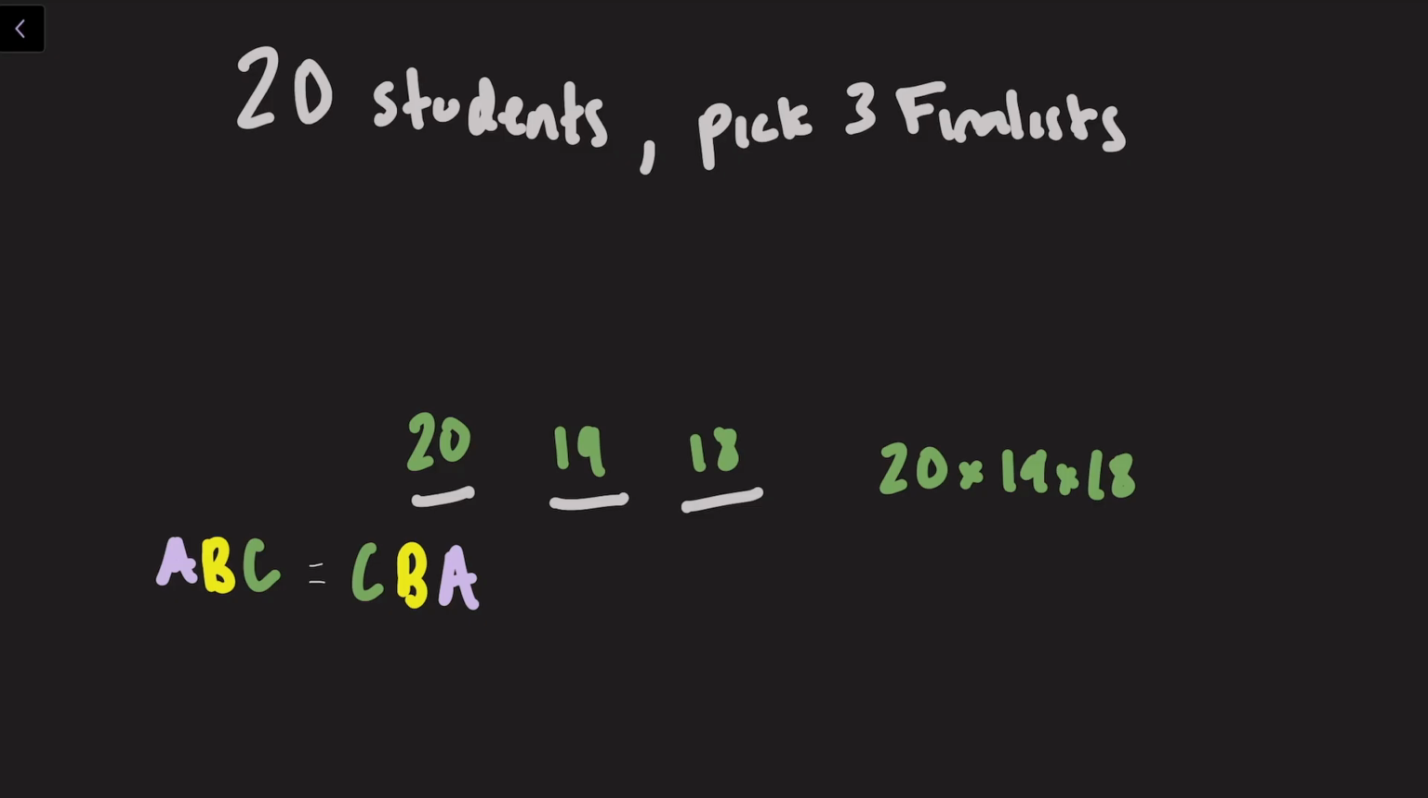So for each group of 3, how many times do we overcount each group? Well, for every group of 3 people, there are 3 factorial ways to arrange them. So from our answer, we should divide out 3 factorial, because all we care about is one arrangement out of those 3 factorial ways. And this gives us our final answer. And this is exactly where the combination formula comes from.